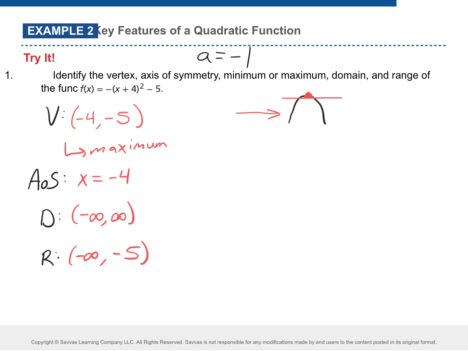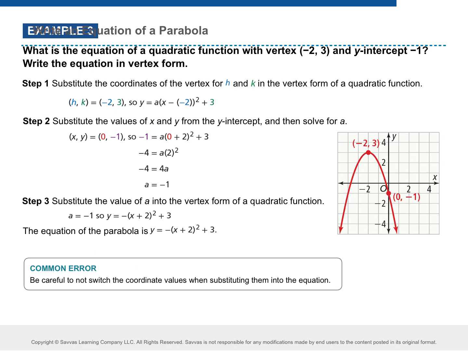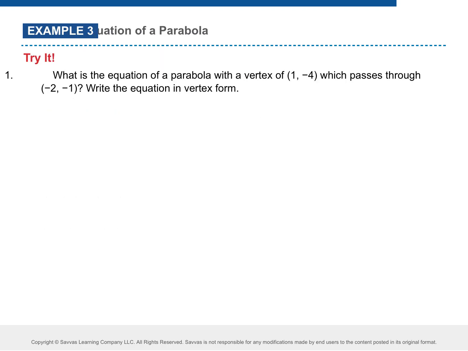So if you're given an equation and it doesn't tell you to graph or anything, draw a little picture so you can see what that parabola would look like if it was on a graph. It doesn't need to be exact, you just need to know if it's opening up or opening down so that you can use it to help you answer those questions. Okay? Look at example 3 in your notes.